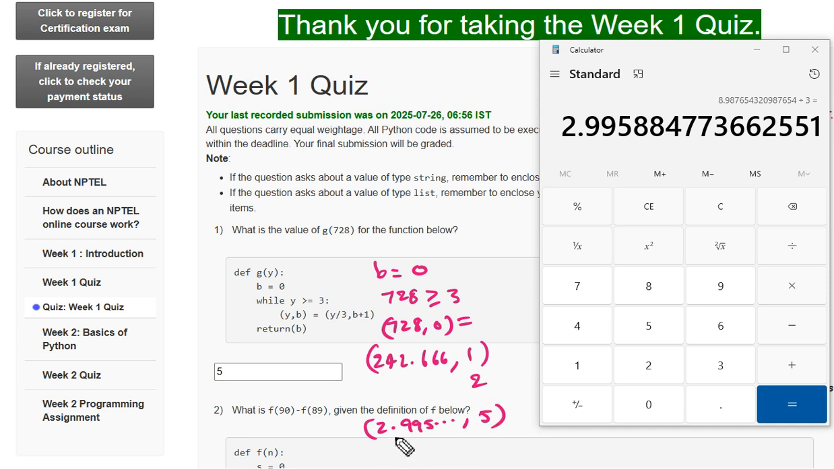But here what is the value of y now? It is 2.995. Now compare in the while loop. Is 2.995 greater than or equal to 3? The condition will become false. So the final b value is 5. The correct answer is 5.